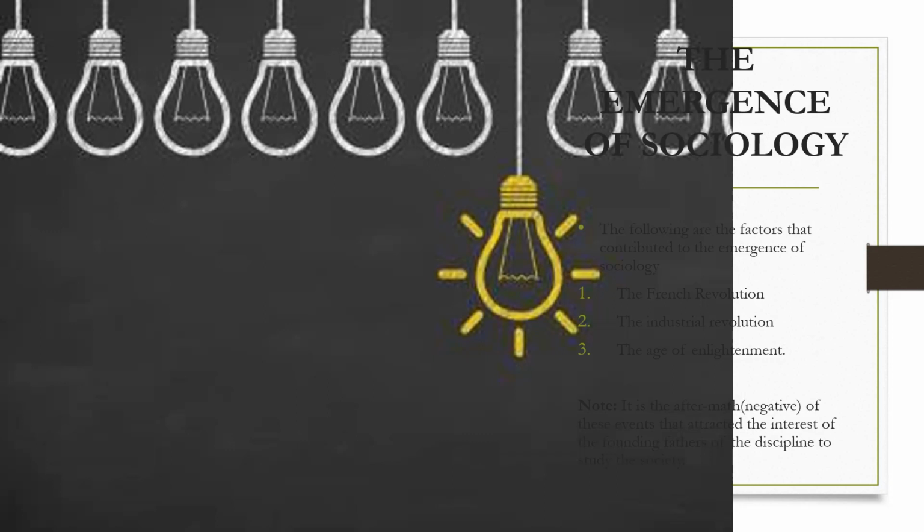So when we talk about the emergence of sociology, we are talking about some of the basic happenings. Number one is the French Revolution. As a budding sociologist, you must acquaint yourself with what happened in the French Revolution. The second thing that you must also know is the Industrial Revolution, and the Age of Enlightenment. These form the basics of the emergence of sociology.